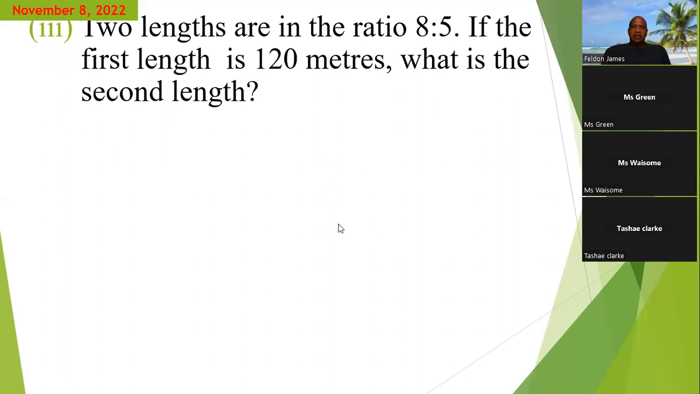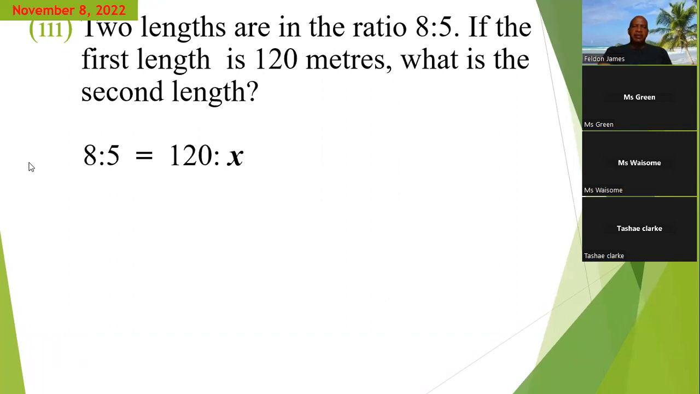All right, we also looked at how to share lengths based on ratios. If we have 2 lengths and they're in the ratio of 8 to 5, and if you're given 1 length, in this case, we're given the first length to be 120 meters, then we are often asked to calculate what the second length is, or vice versa. We can sometimes be given the second length and asked to calculate the first length.